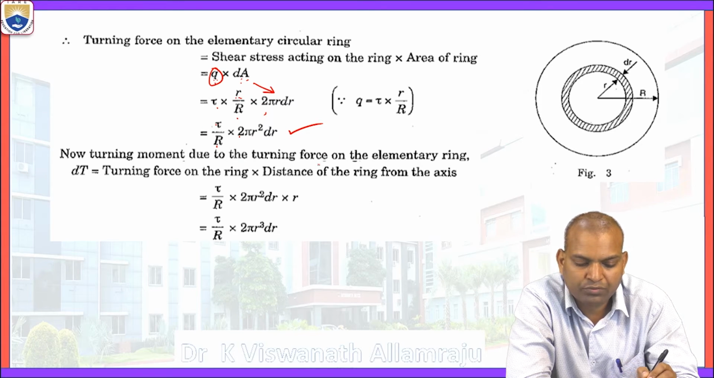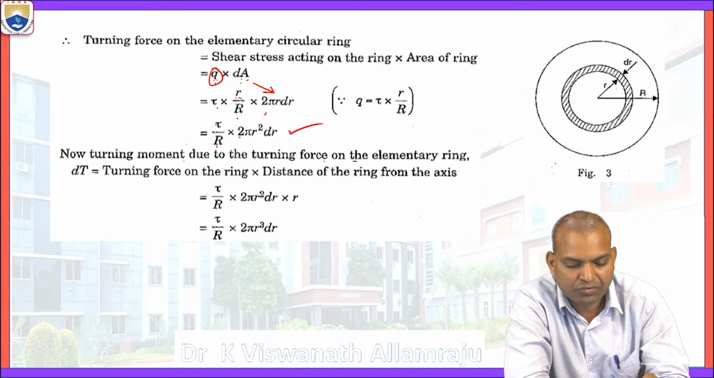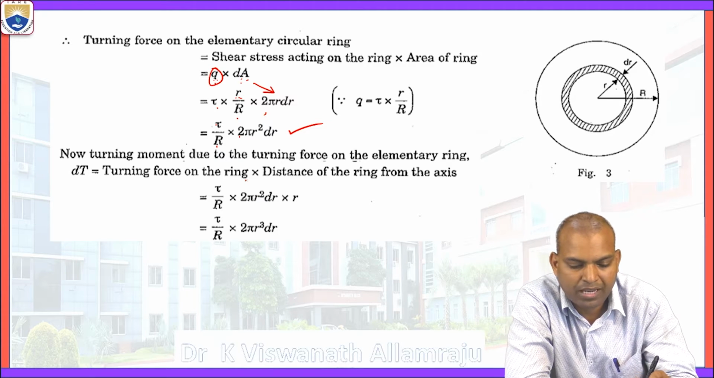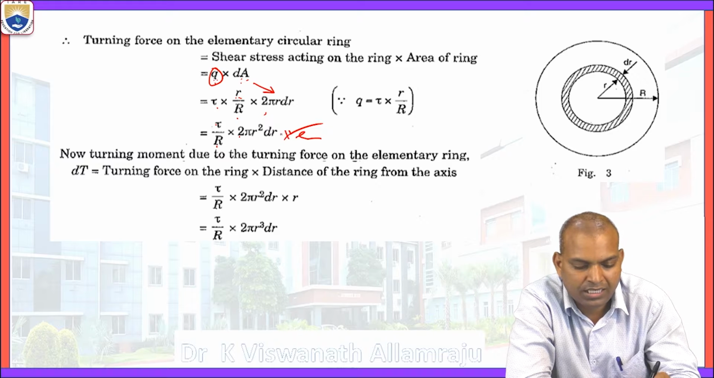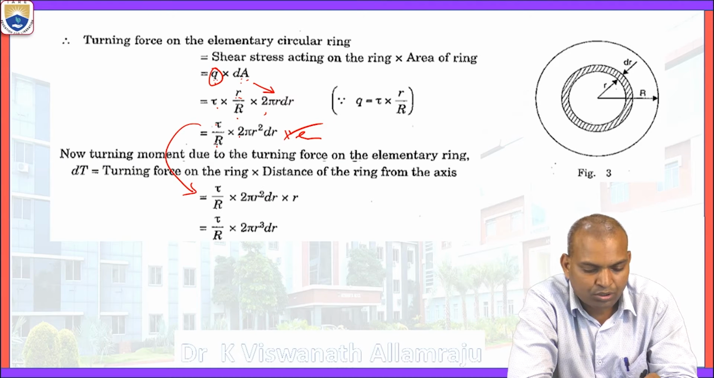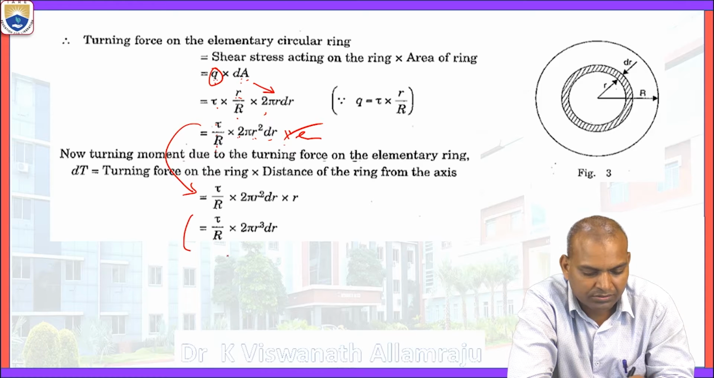Then after that, what to do? Very simple. We want the torque. The torque at element level means the turning force times radius. Multiply with this radius, then it will come to tau by R times 2 pi r square into small r, that is 2 pi r cube dr.